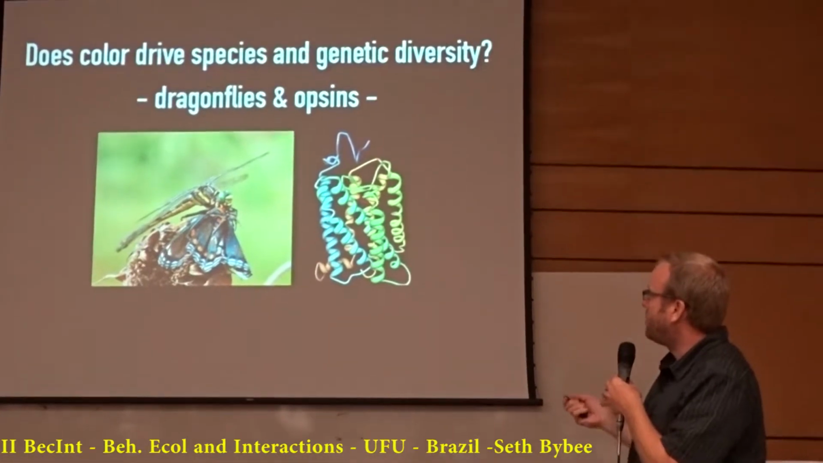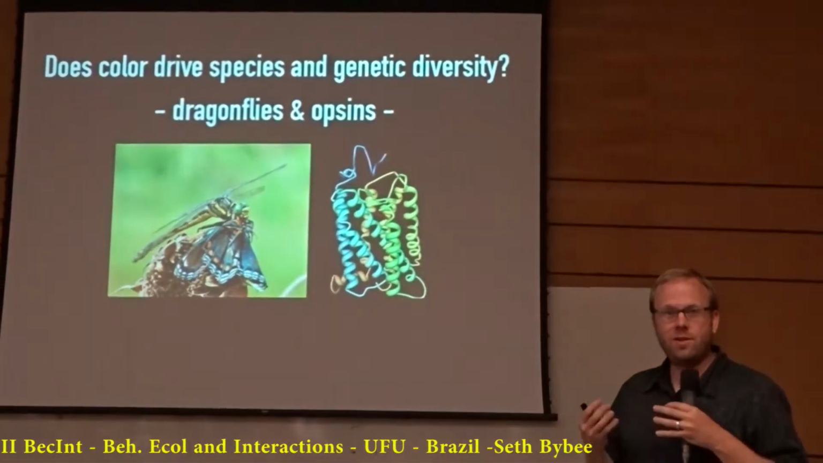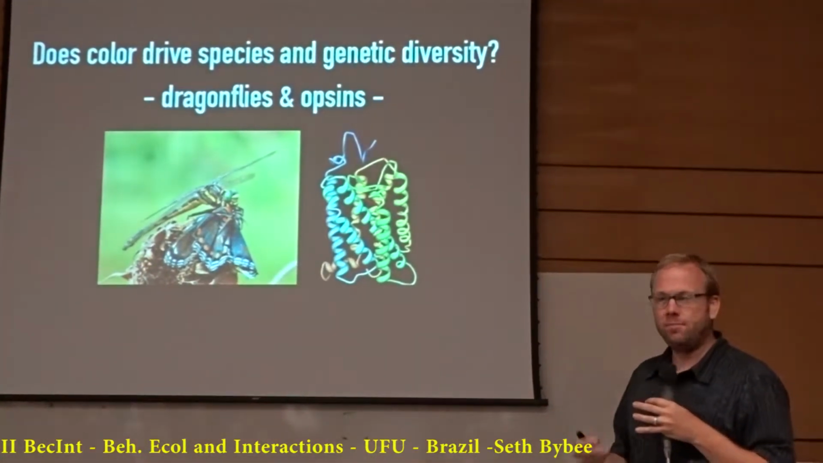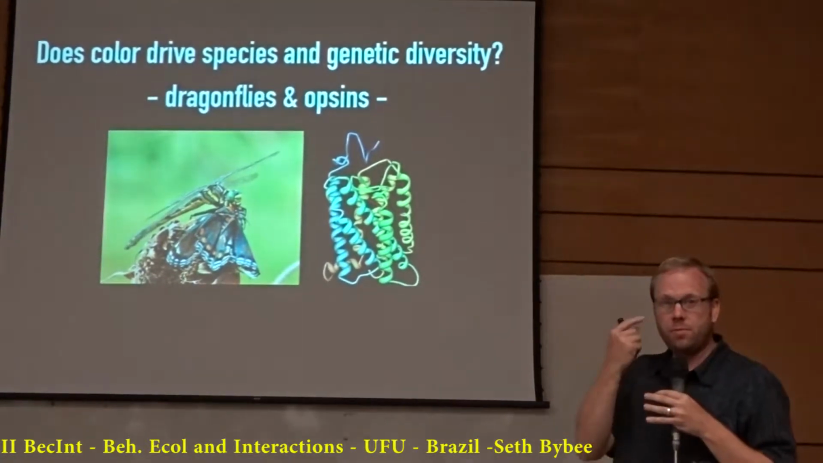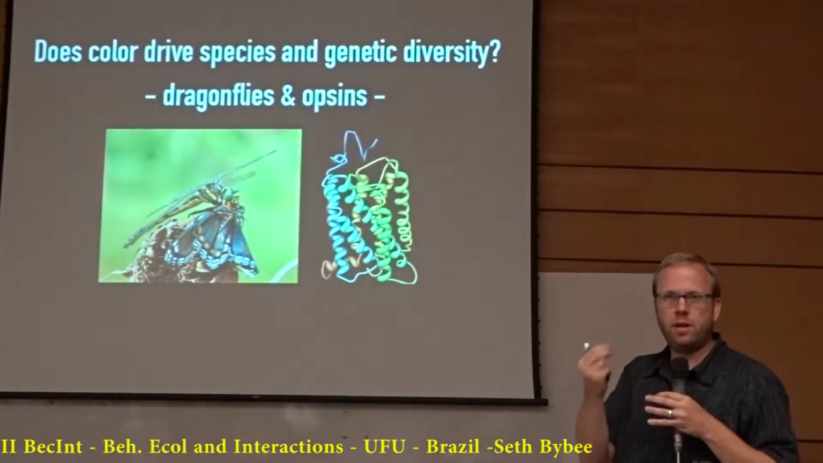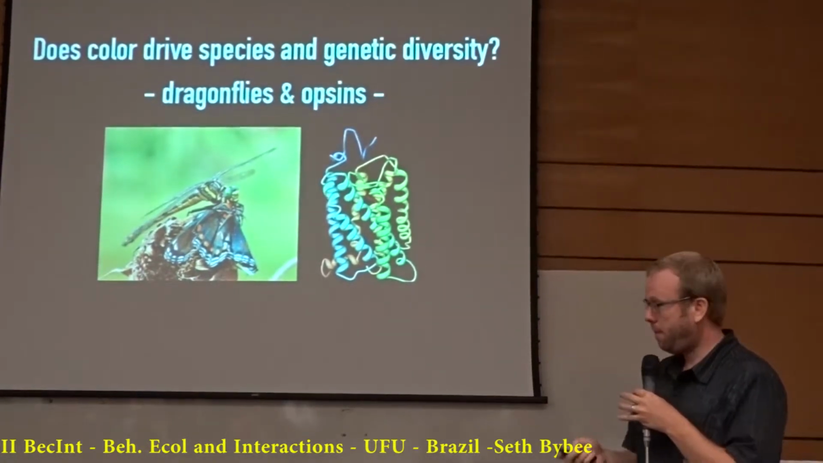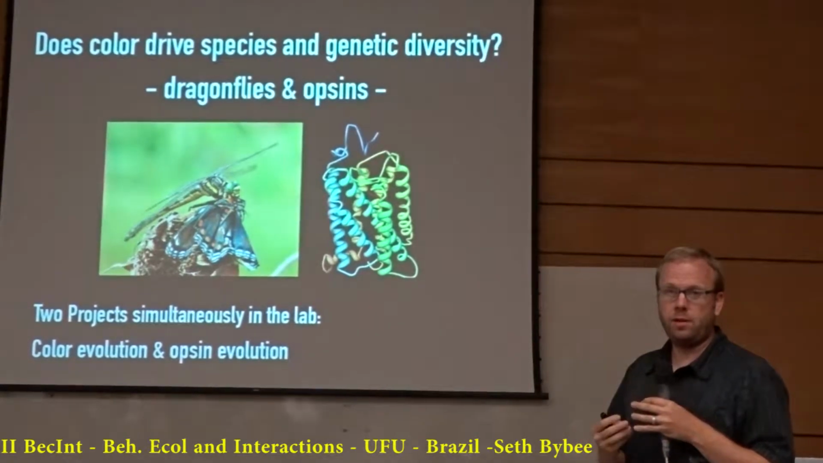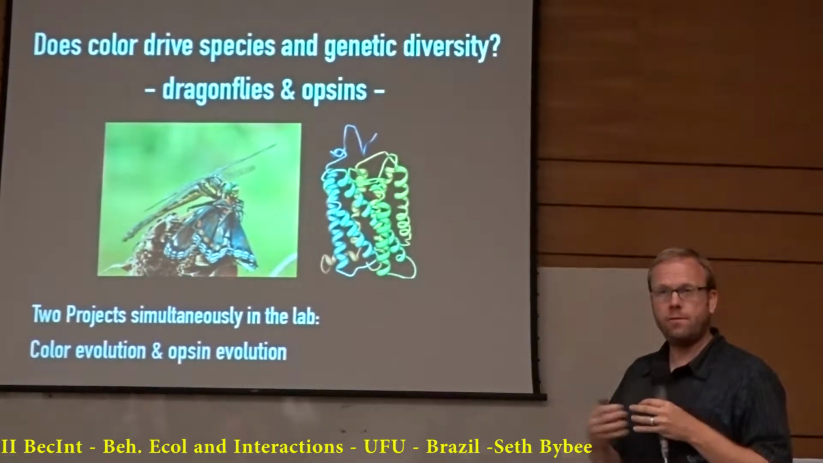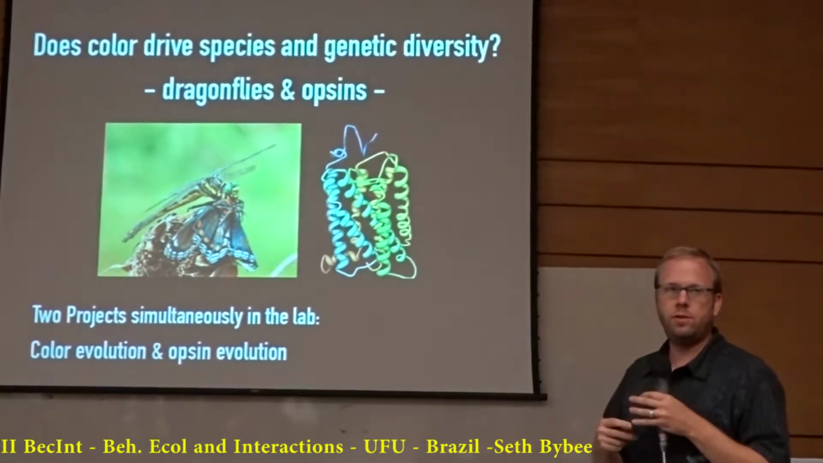So, does color drive species and genetic diversity? These are the questions that we're trying to ask in my lab, and we use dragonflies and opsins. Opsins are the proteins in your eyes that allow you to see color. We'll come back to those in a little bit. We have 2 projects that we're trying to tackle simultaneously: color evolution in dragonflies and visual system evolution in dragonflies.